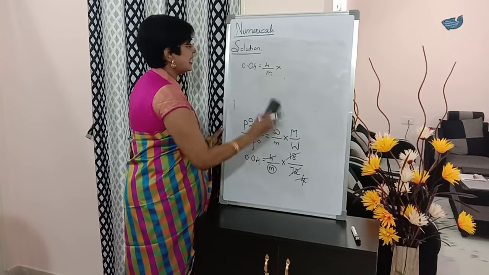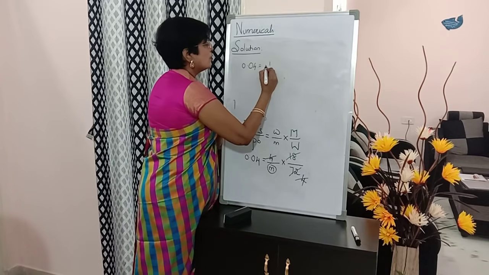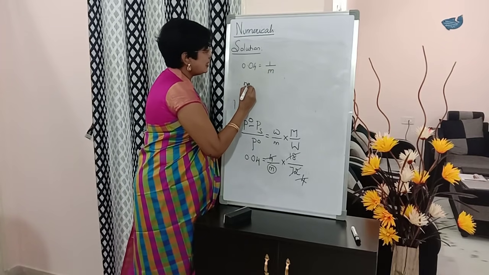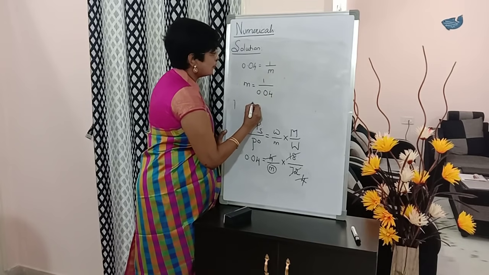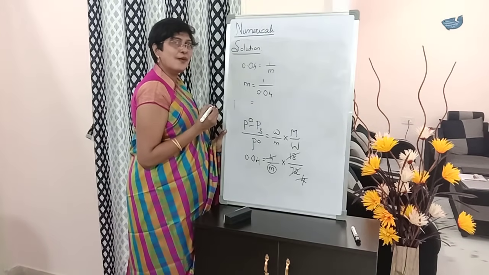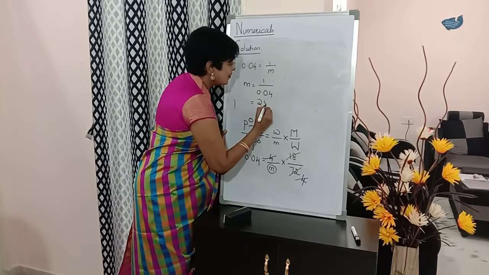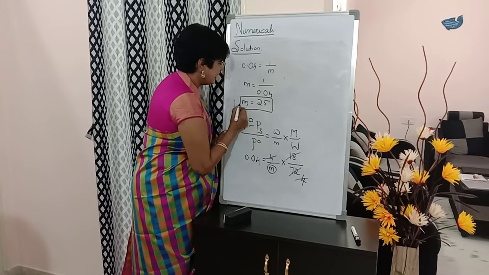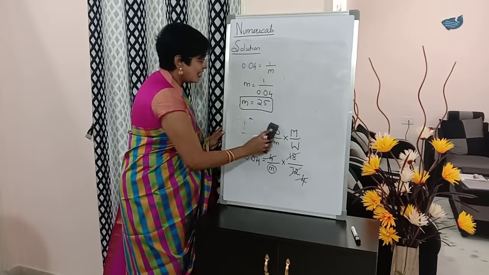So here we can write 0.04 is equal to 1 by m. Therefore, m is equal to 1 by 0.04. It is equal to how much? 100 by 4, that is 25. Therefore, molecular weight of solute is 25. Easy? Enjoyed doing the problem?